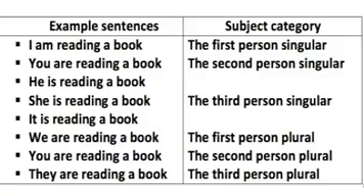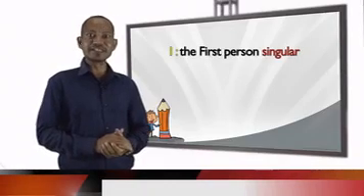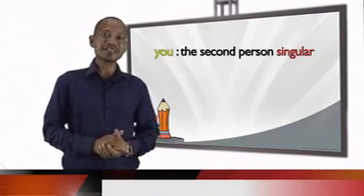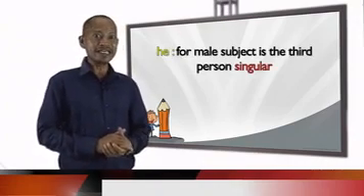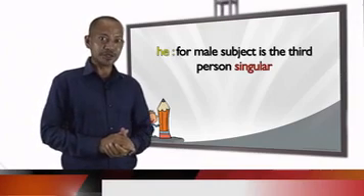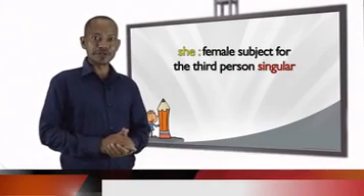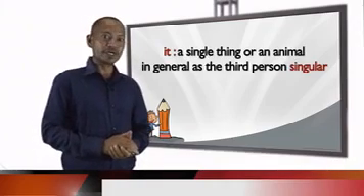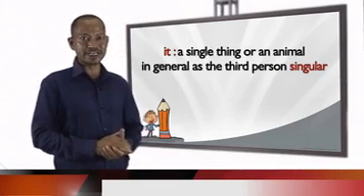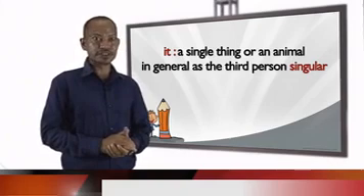Please refer to the table in the first column for the example sentences. Also, please refer to the next column for the subject category, where I is the first person singular, you is the second person singular, he for a male subject is the third person singular, and she for a female subject is also the third person singular, and it, which refers to a thing or an animal in general, is also the third person singular.